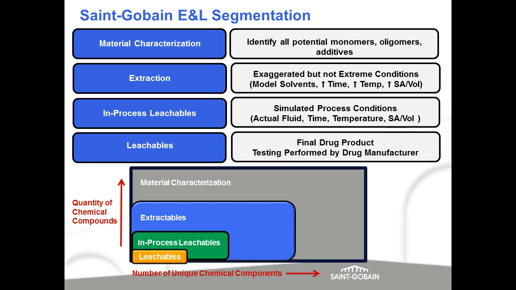So down below, I have a chart that outlines an overview of where these different segmentations fall. If you look at material characterization, it has the largest quantity of chemical compounds and also the largest number of unique chemical components. Then as you move into a subsegment of that, extractables, which are done in exaggerated conditions, and then generally a subset of that which is in-process leachables, which are done at conditions that are very similar to the actual process, and then the final leachable testing.